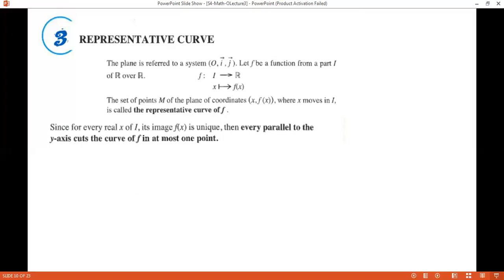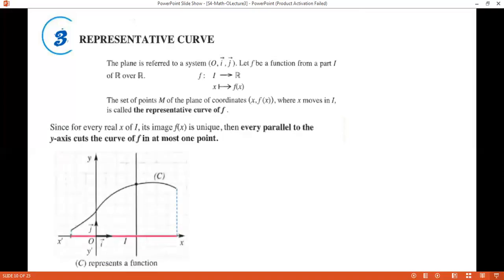it's not a function. If you look at this curve, this is a curve C. So this is a curve or a function C. C represents a function. We draw this vertical line which is parallel to the y-axis. As you see, it cuts the curve only in one point. So we can say that C is a function.